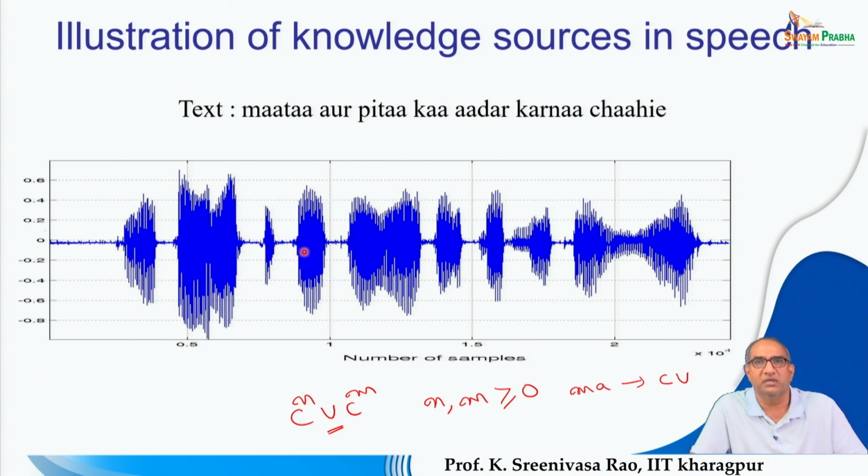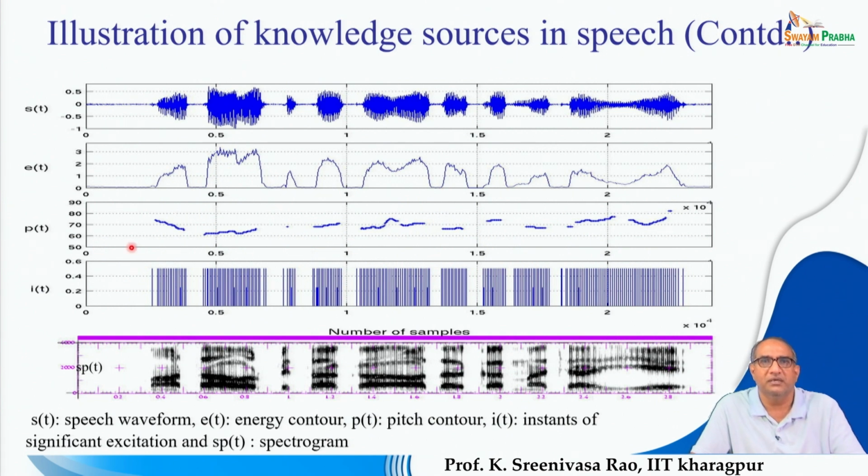Next we move on to this particular slide. The top figure, or subplot, corresponds to the speech signal s of t, right, and the same signal shown earlier is observed over here. Along with that, we have plotted some other information that is present in a speech signal using some signal processing tools.